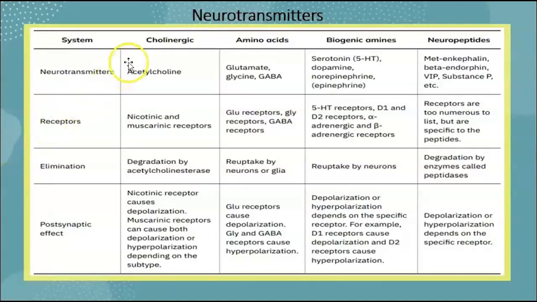Neurotransmitters, there are different kinds, and they fall under the category of acetylcholine, amino acids, monoamines, or neuropeptides. GABA, for example, is inhibitory, so that's going to make you stop. And we said acetylcholine is excitatory.